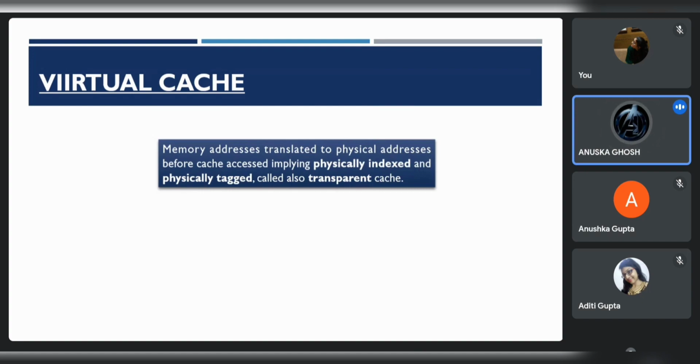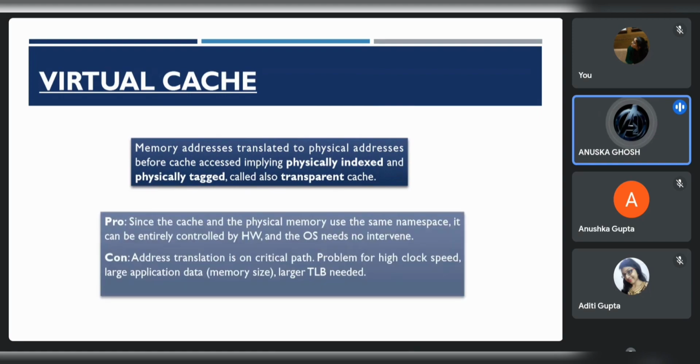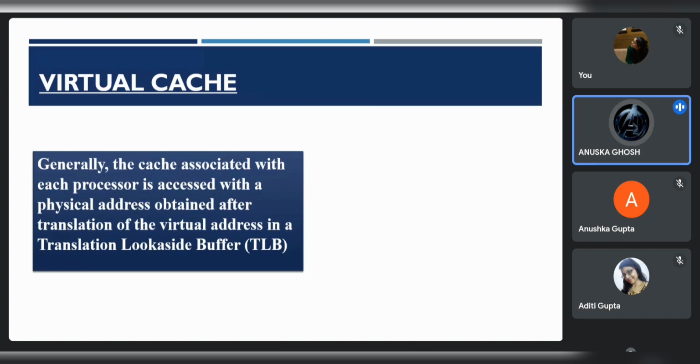The con is that address translation is on the critical path. This is a problem for high clock speed and large application data, and a larger TLB is needed. So a virtual cache requires address-space identifiers or protection bits. Now, generally the cache associated with each processor is accessed with the physical address obtained after the translation of the virtual address in a translation lookaside buffer, that is, the TLB.